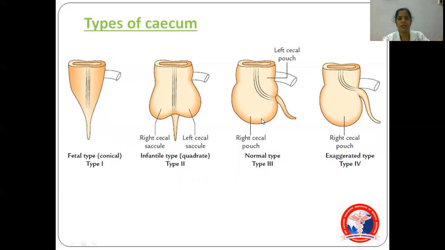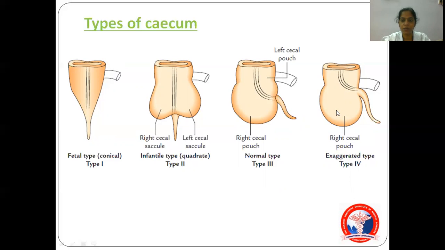The next type is the normal type. So this is the normal one. In this, the right sacule will be enlarged more compared to the left sacule. So this is the normal type. In between the right sacule and the small left sacule, you can see the position of the appendix. The base of the appendix will be seen.